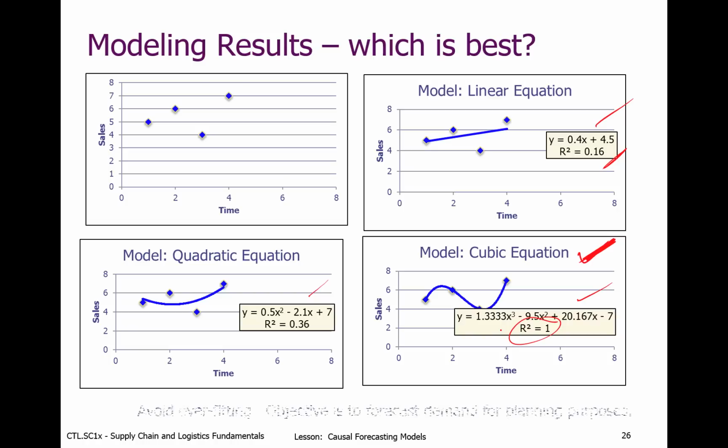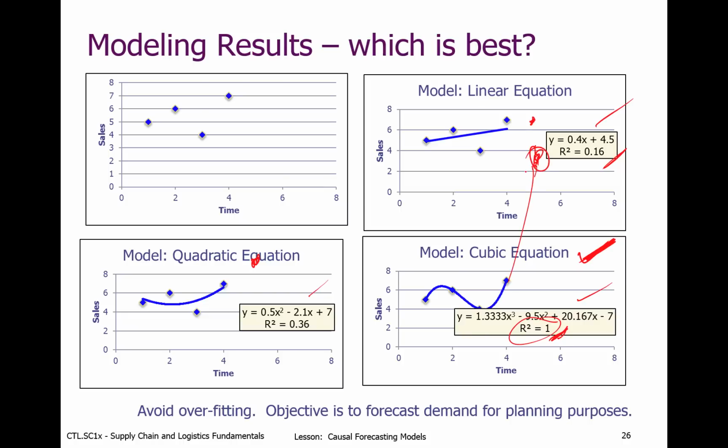But remember, we're trying to come up with a forecast, and we're coming up with a forecast for planning purposes. So let's look at what the estimate of each of these models would be for time period 5, right? So for the linear model, the estimate for time period 5 would be about a 6.5, so right in there. For the quadratic equation, it would be 9, so let's see, where's that? Like up here. For this cubic, even though it had an r squared of 1, really good fit, the estimate for time period 5 would be 23, so that's like up here, right? So that would be the next estimate.